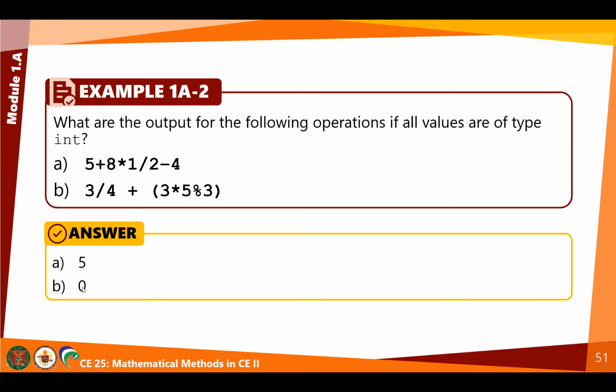Why is 0 the answer? Can anyone tell me? Because it should be an integer. Yeah, correct. So it has to be an integer. So the 3 divided by 4, it's an integer division. So it cannot output a decimal. Right, it gets truncated. It cannot output a decimal because what you're dividing are integers.